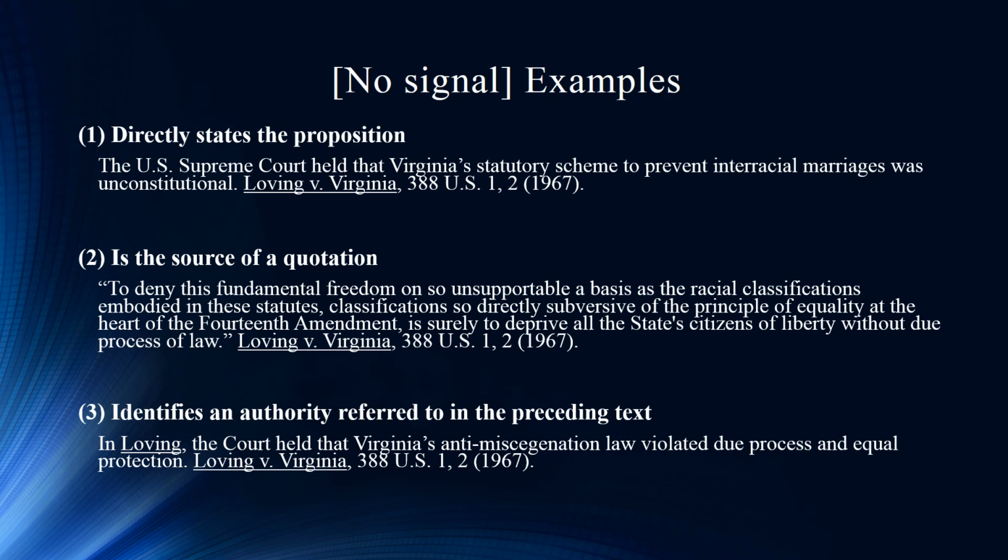In the second example, the sentence is a quote from the Loving v. Virginia case, so therefore the citation is providing the source of the quotation and no signal is necessary. Finally, in this third example, the sentence refers to an authority in the text when the sentence says "in Loving." Therefore, a citation is provided at the end of the sentence in order to identify the authority referred to in the sentence.